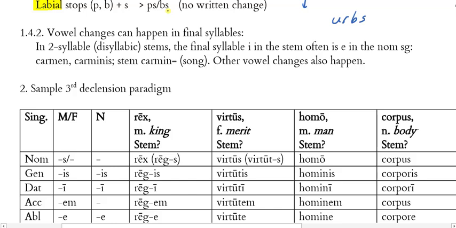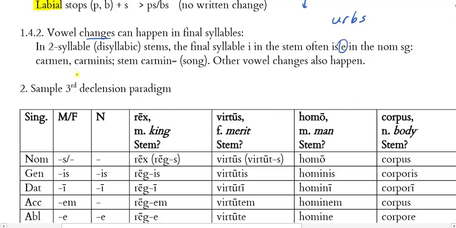Now, there's some other situations where vowels can change in final syllables. So if you see a third declension noun and you look at the nominative, you look at the genitive, dative, or other forms, you may find that the vowel has changed, or the vowel in the stem is slightly different from the vowel in the nominative singular lexical form. And in particular, in two-syllable disyllabic stems, the final syllable I in the stem often shifts to an E in the nominative singular.